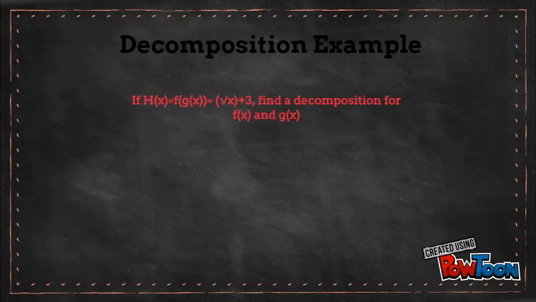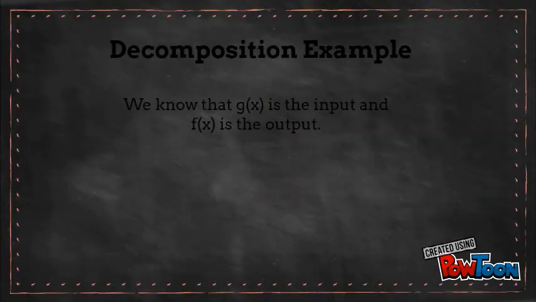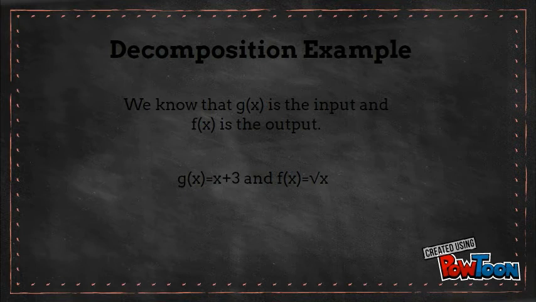So now we need to find a decomposition for f of x and g of x in the equation h of x equals radical x plus 3. So in this, we know that g of x is going to be the input of the function, and that f of x is going to be the output. So g is what we start with, and then f is what messes around with the function. So what we can do with that is we can figure out that g of x would equal x plus 3, and then f of x is the radical x.